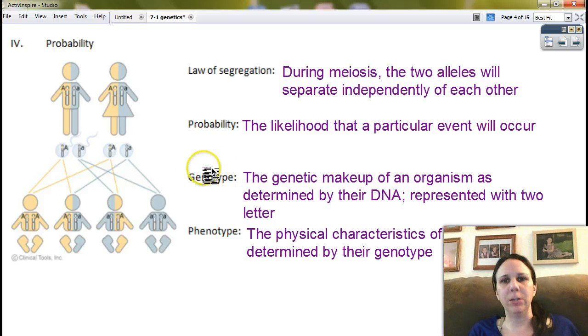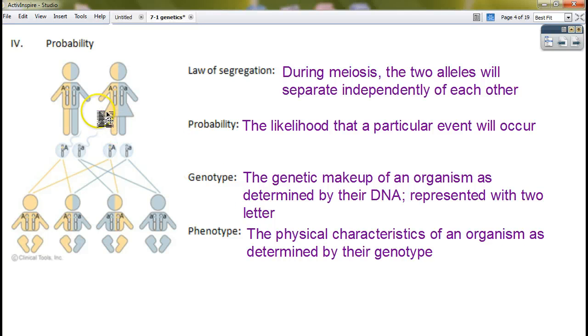So we call this our genotype: the genetic makeup of an organism determined by their DNA. We represent it with two letters. So you can see the genotypes of these little guys, big A, little a, big A, little a. And then here, the genotypes of the babies could be big A, little a, or little a, little a. So that's the genotype, always represented by two letters.